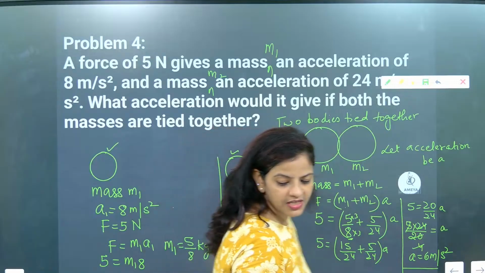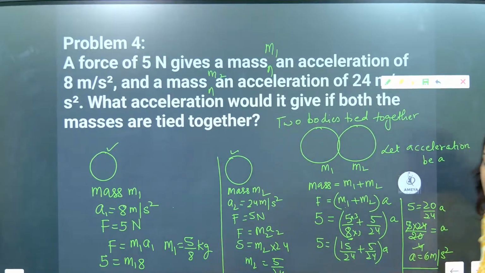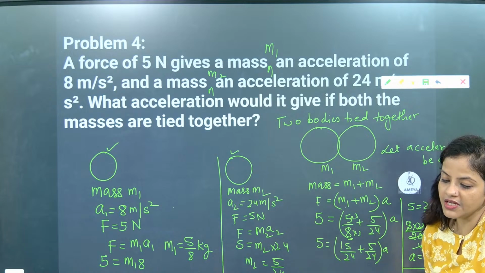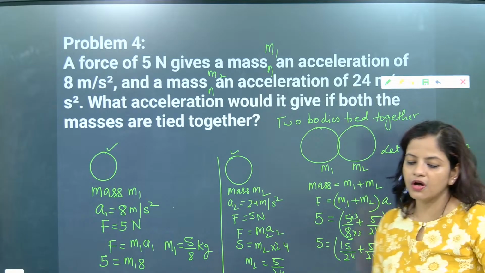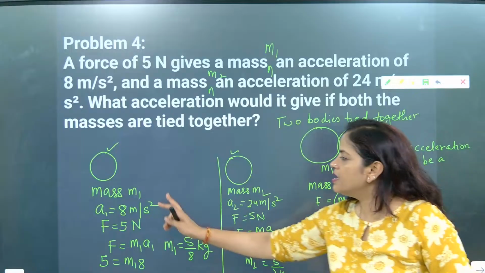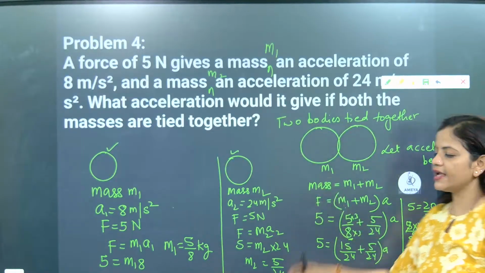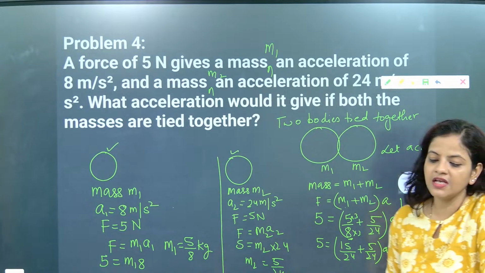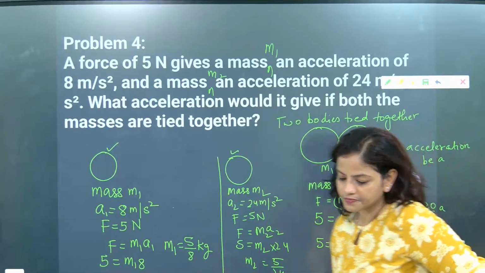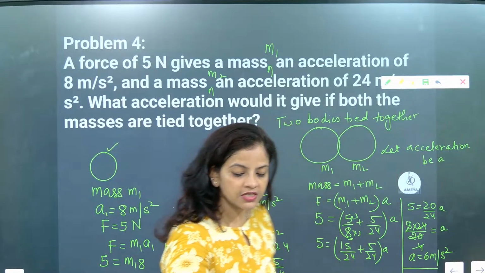So when both the bodies are tied together, the acceleration is coming as 6 meter per second square. I hope you have understood. Did you understand how I solved? First we took mass m1, then mass m2, and after that both together, adding m1 plus m2. I hope it is clear to you, children.